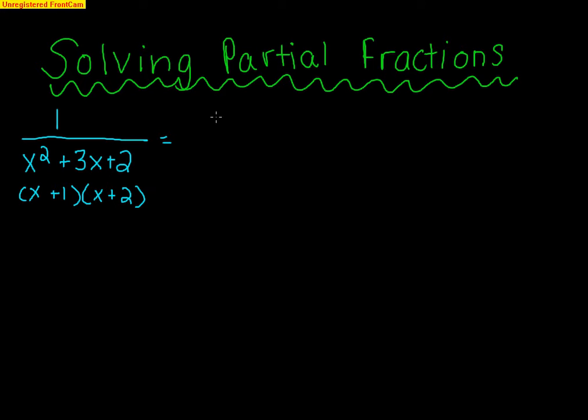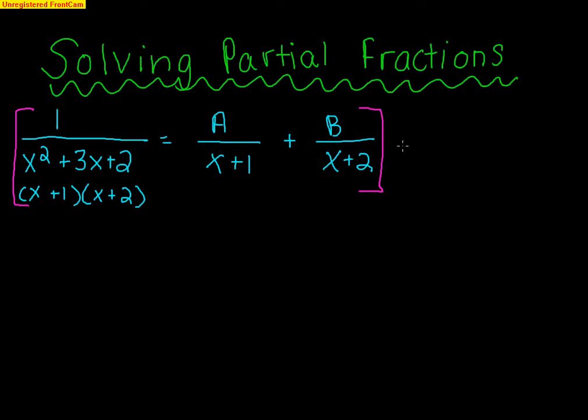So for the first partial fraction, we'll put in a constant, a, over x plus 1, plus another constant, b, over x plus 2. Okay, so now to solve the partial fractions, we multiply the entire thing, the left side and right side, by the least common denominator, which is x plus 1 and x plus 2.